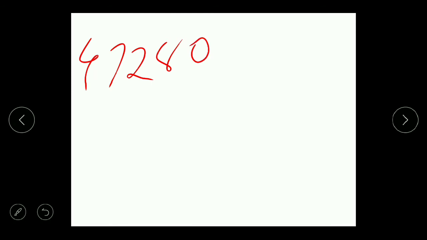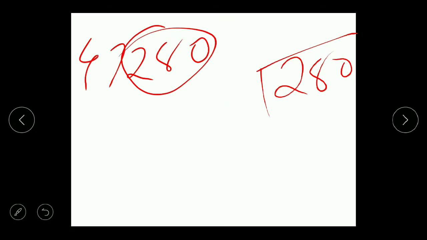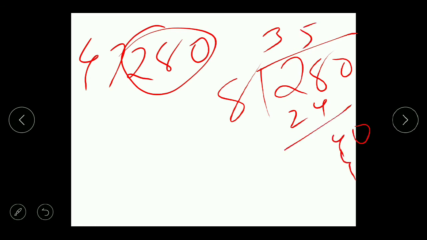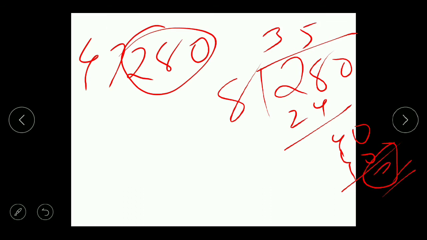Okay, then next example, 4 7 2 8 0. So 280. Let's check the divisibility of 280. 280 is the last 3 digits. So let us divide it by 8. In 28, 3 times, 3 into 8 is 24. Remainder 4. In 40, 5 times, so 5 into 8 equal to 40. Remainder 0. So here the remainder is 0. Therefore 280 is divisible by 8. Therefore 47,280 is also divisible by 8.